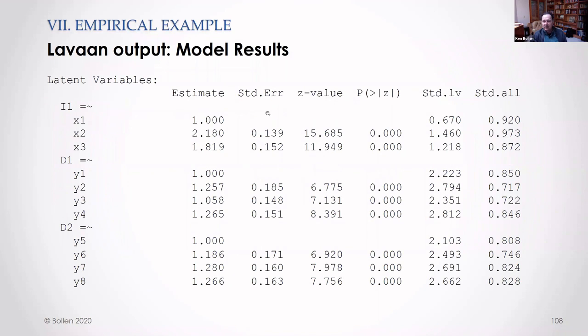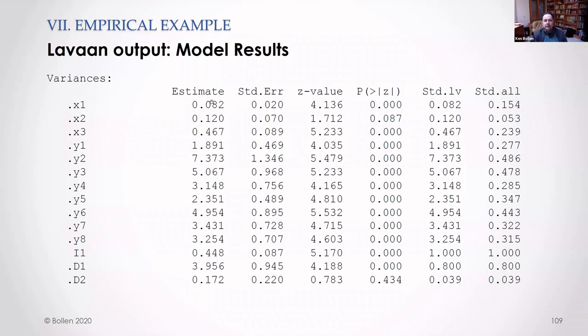Here is the measurement model. So this is telling how each indicator relates to the latent variables. These are factor loadings, if you will. And we have standard errors and p-values, et cetera, for them. Here's something you're less used to probably seeing, but this is giving us variances. So these are error variances of the indicator.